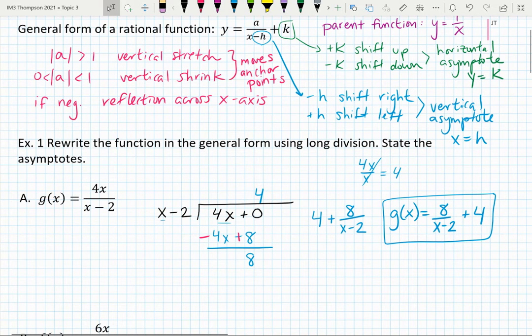All right. Great. So the second part of this says state the asymptotes. So checking out what I've got here. Now I could go through and I could name all of these transformations. 8 causes a vertical stretch with a factor of 8. The minus 2 causes this graph to move to the right 2. And the plus 4 causes this graph to move up 4.